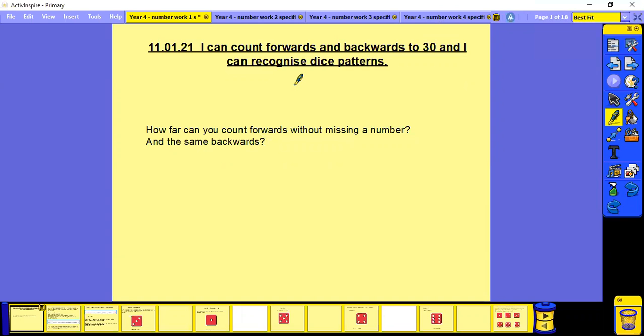So how far can you count forwards without missing a number? Off you go, pause the video so you can have a try. How far did you get? Okay, try the same backwards. Pause the video. How did you do?